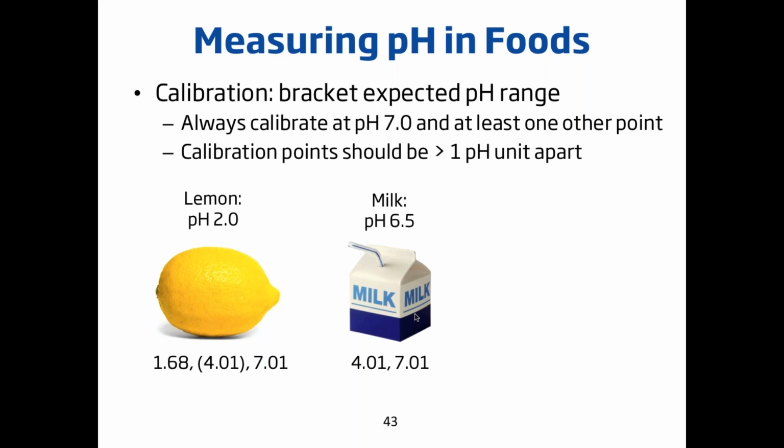For some reason, my picture on the end here isn't showing up, but there is a cute little box of Alka-Seltzer, which has a pH of 12.0. So we would recommend calibration points at 7.0 and 12.45 to bracket that range. And if you have the option to calibrate to a third point, we'd also recommend a calibration point at 10.0.